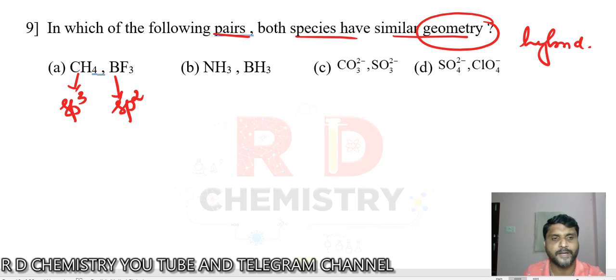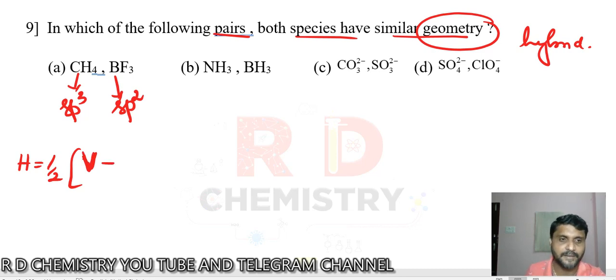Suppose you don't know how to find out, then use the formula: hybridization H is equal to half into the number of valence electrons in the central atom plus number of monovalent atoms minus charge on that particular species. You can make use of this one. So I'll skip that one.